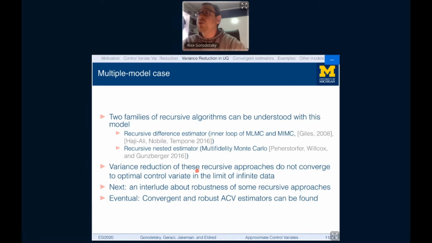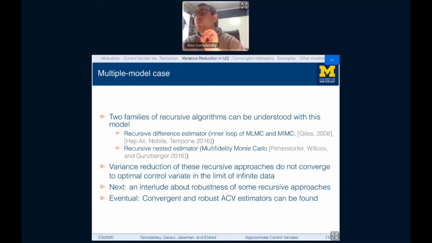And we'll show that because of the way that these recursive techniques allocate samples, they tend not to converge to the optimal low fidelity, optimal control variate with the known mean. And since we're using this ansatz as an approximation, convergence to the actual approximate control variate is a very attractive thing that we want to get.